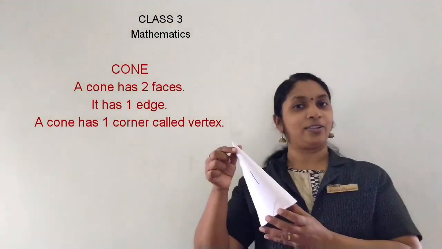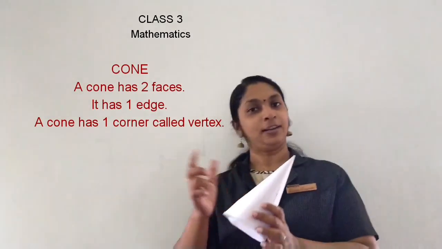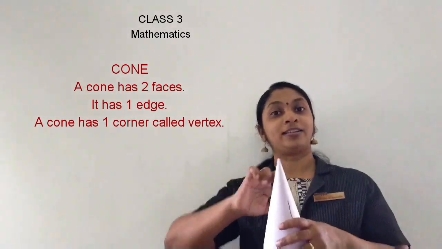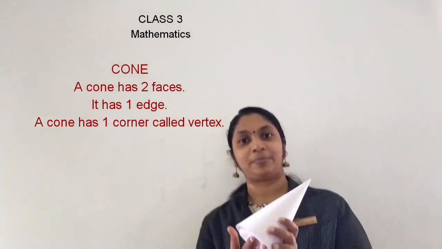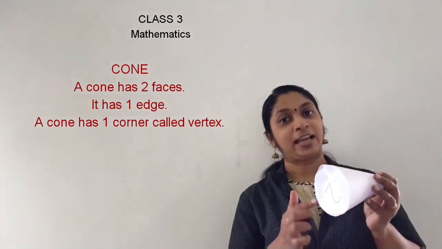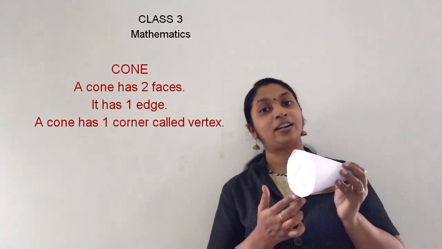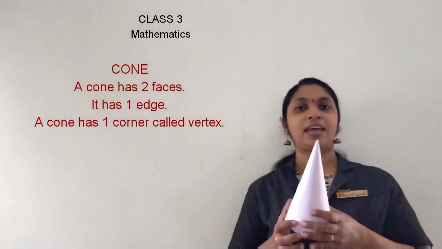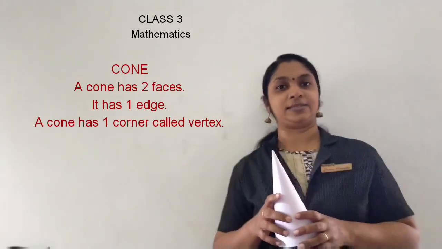This is a cone. A cone has 2 faces. 1, 2. 1 curved face and 1 flat face. A cone has 1 edge. The edge is curved. A cone has 1 curved edge. It has 1 corner called the vertex.